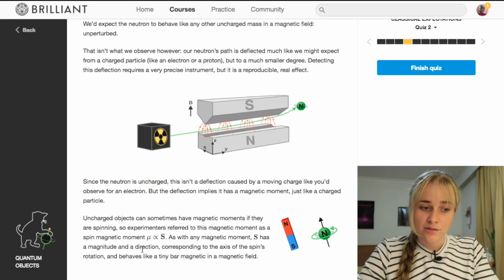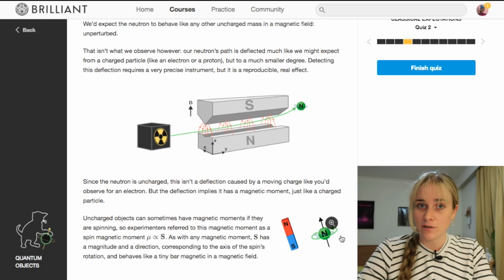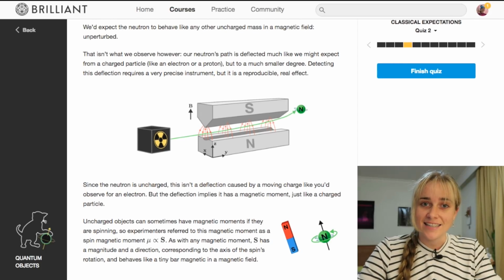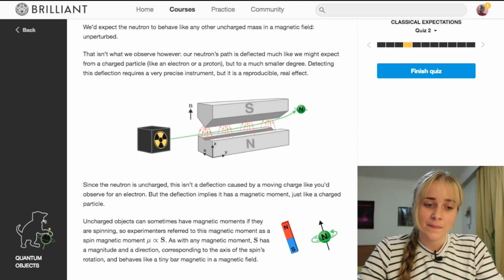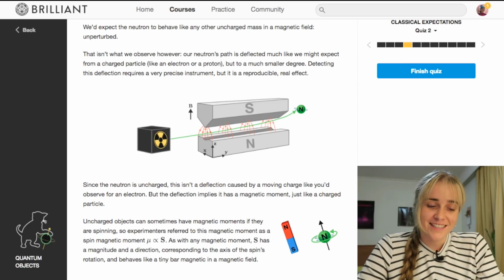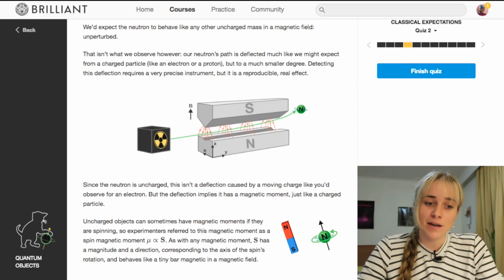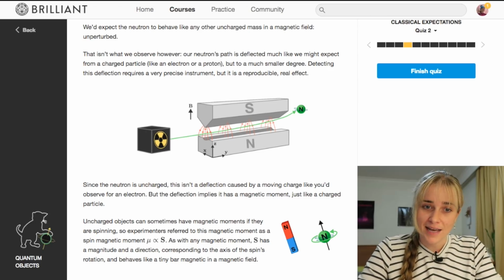It has a magnitude and direction corresponding to the axis of the spin's rotation, and it behaves like a tiny bar magnet in a magnetic field. All right, so this tiny bar magnet here is how we're essentially modeling our spinning neutron. It's not necessarily physically spinning, it's just the fact that it's deflected by a magnetic field, and this is one way we might be able to explain that behavior.